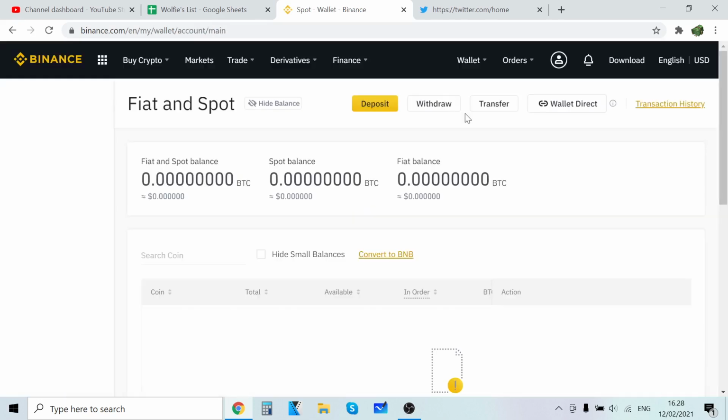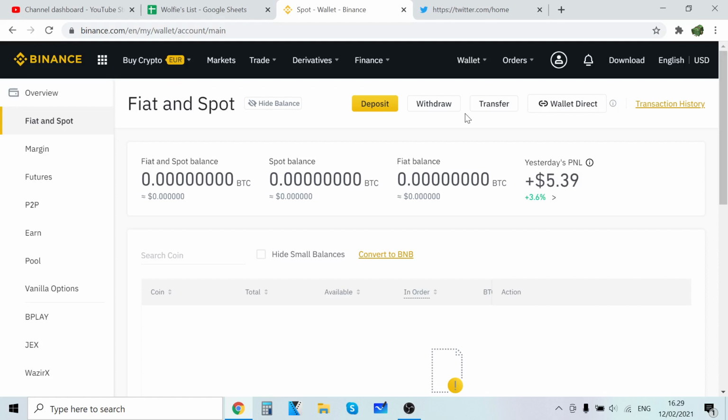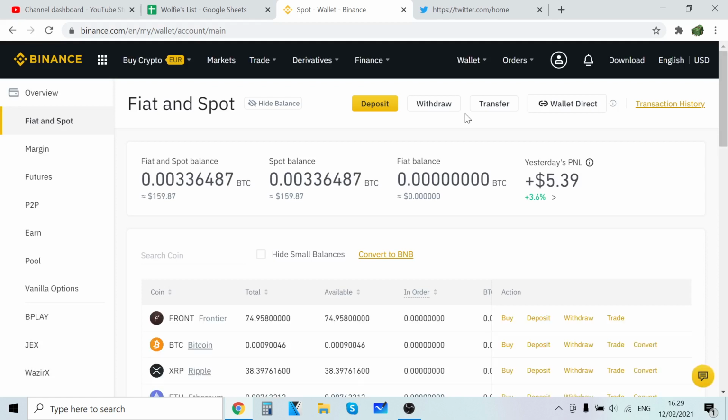So that's how you can buy Bitcoin on Binance. That's how you can sell your Bitcoin on Binance, and that's how you can cash out your Bitcoin on Binance. So that's how you do all of those things.